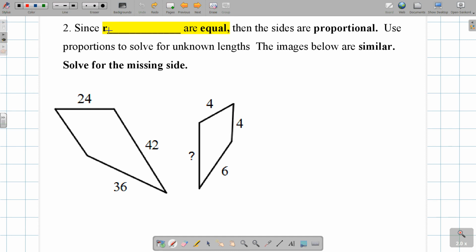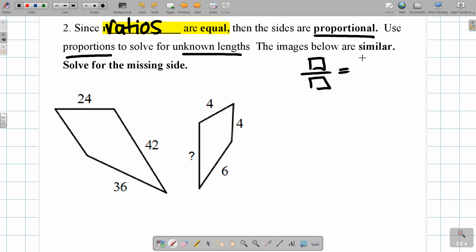Now, if we do have similar shapes, that means we have ratios which are equal. Then you can learn proportion side. We use proportions to solve for unknown length. Remember, proportions are equations of ratios. So guess what, folks? I got good news for you. If you know how to comfortably cross multiply, congratulations. That is about 90% of what you're doing for this entire unit. Let me give you an example. You ready? These shapes are similar.